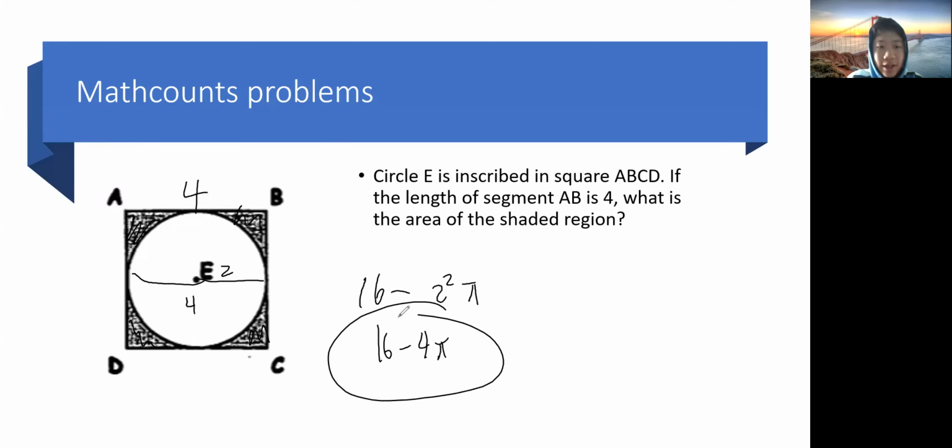This is different from what I did earlier, because when I did it earlier, we only had to take the area of one of these regions. That problem only wanted us to do one of these regions. We had a circle and a square. But here, all 4 of them are included. So we're not going to divide by 4. We're just going to keep it like this, 16 minus 4 pi, okay?